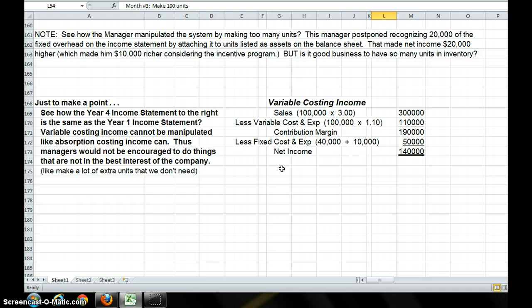So you can't really manipulate the system as a manager and do things that aren't in the best interest of the company. That is, make too many units under a JIT environment where we're trying to keep our inventories as limited as possible. This ends my screencast for variable versus absorption costing.